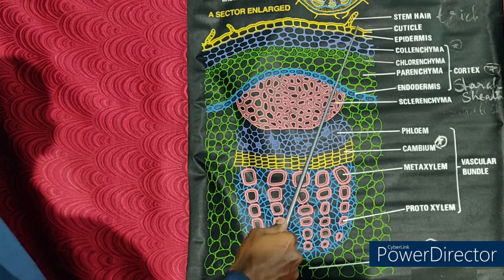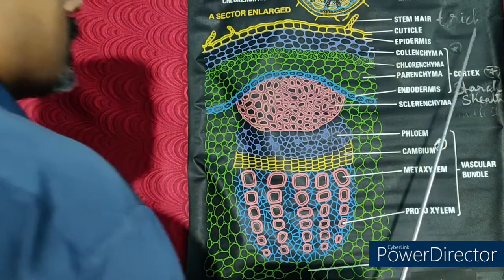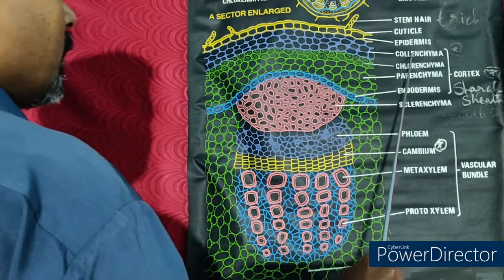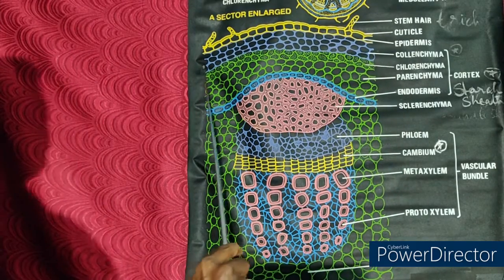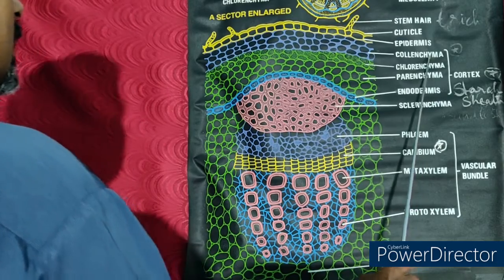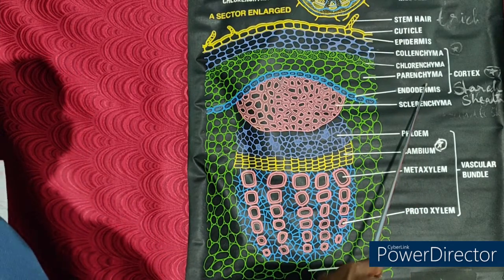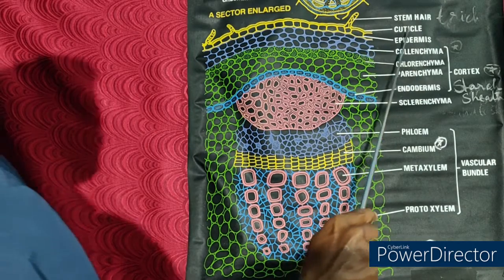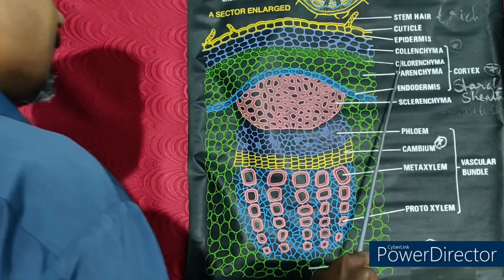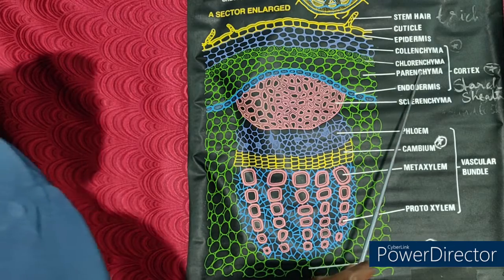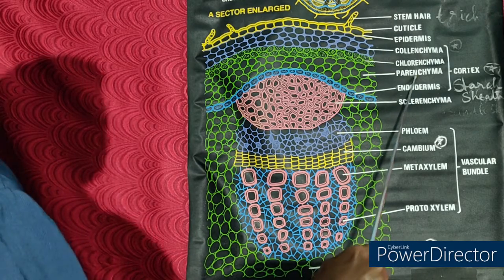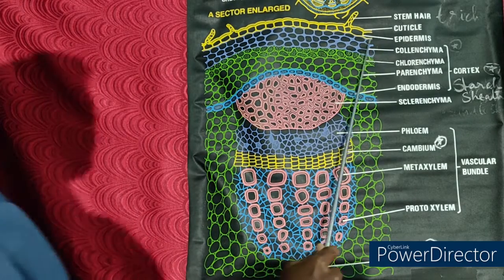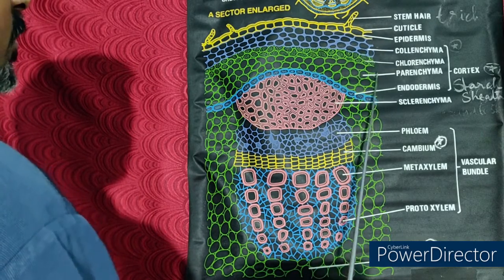Then the second layer is the cortex. The cortex is made up of 3 regions, which includes the hypodermis, which is made of collenchyma cells, and the second layer is the middle cortex, which is made up of chlorenchyma cells. The third layer is known as the inner cortex, and it is made up of parenchyma cells. So these 3 layers comprise the cortex.